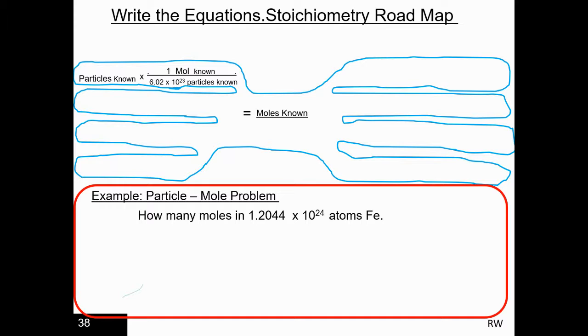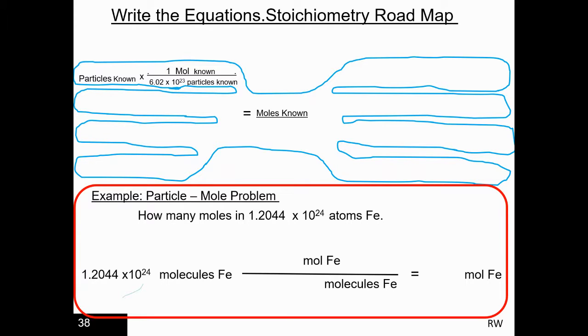So here's an actual problem. How many moles in 1.2044 times 10 to the 24th atoms of iron? Now, always start with the ending here. That's why I wrote down moles of iron first. So you have your atoms of iron, not molecules. That's a typo. You'd have so many atoms of iron, and you'd multiply by a conversion factor of moles of iron over atoms of iron. And how many atoms of iron are there in a mole of iron? Well, Avogadro's number, 6.022 times 10 to the 23rd.